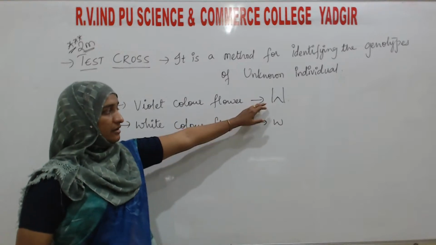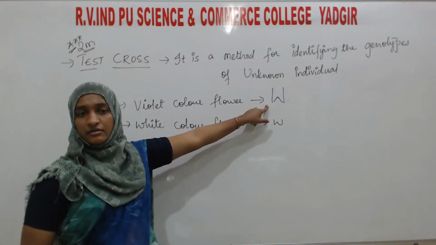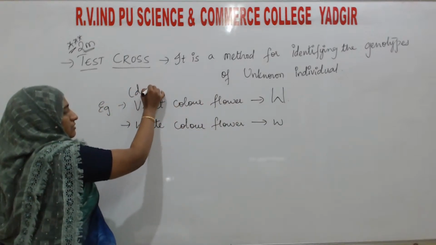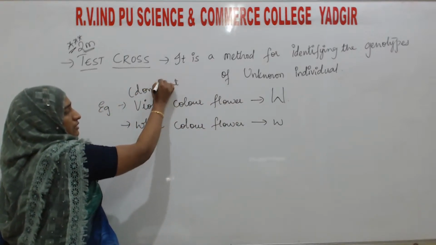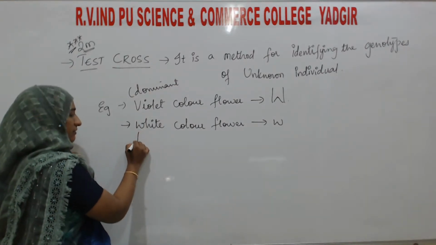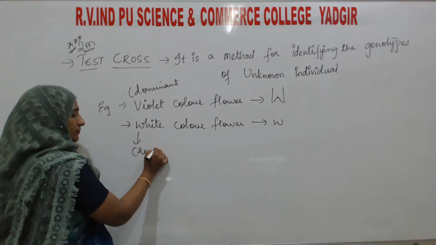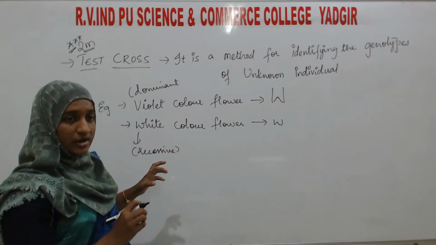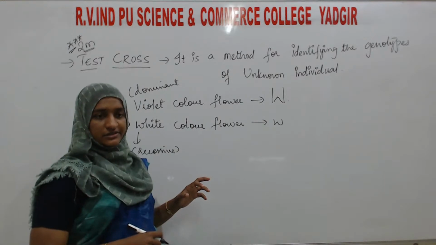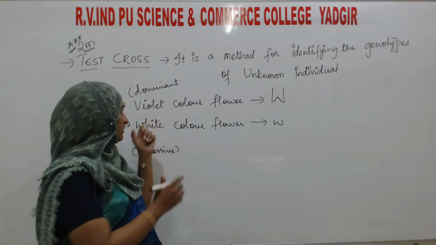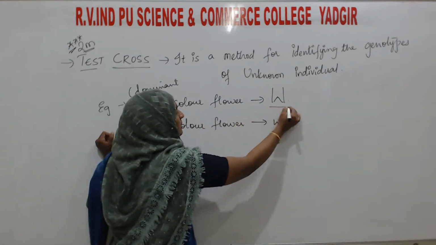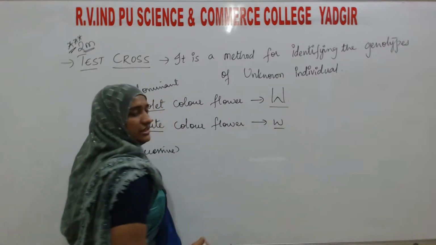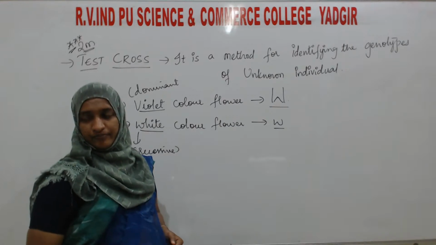Now who is dominant? Capital W is dominant. Violet color flower, this is the dominant one. Who is recessive? White color flower is the recessive. So Mendel has worked by taking the flowers. One is violet color, which is represented by capital W. Another is white color flower, which is represented by the small w.